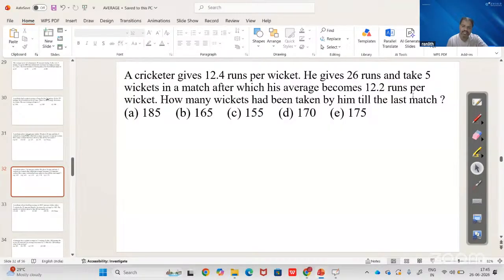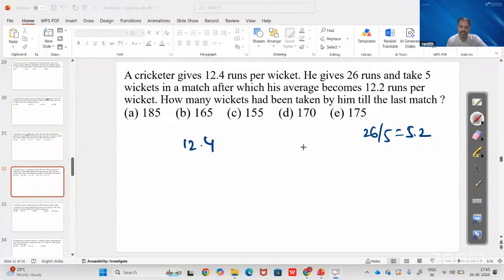Here also same thing. 12.4, and next will be equal to 26 by 5, which is 5.2. Bowling average equal to 5.2. Thereafter, the average is decreased by 2 points, 12.2. Now we need to take the difference, 7 and here 0.2.